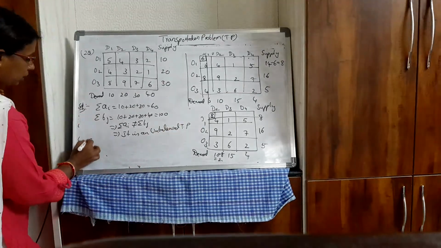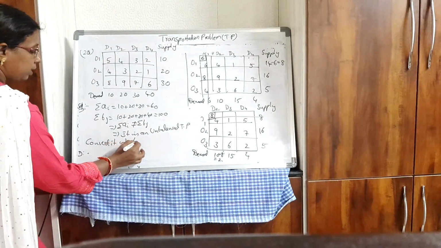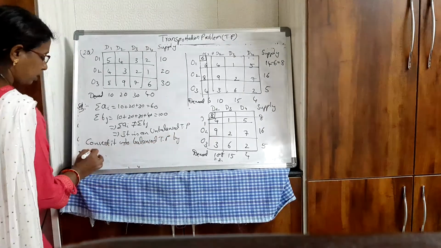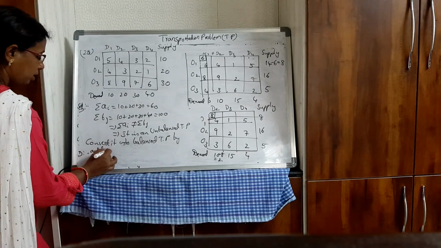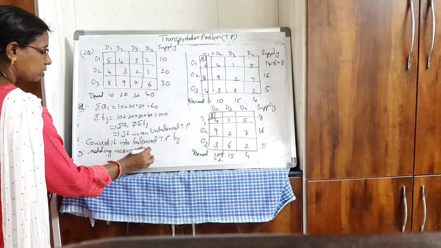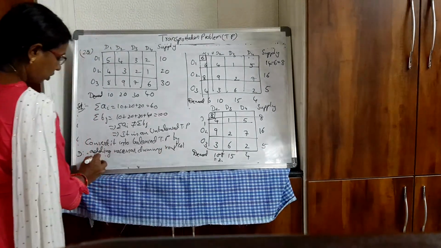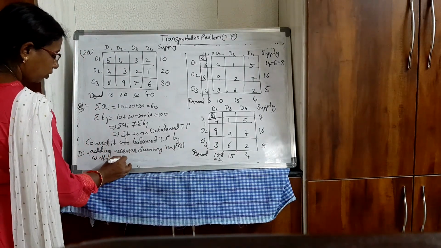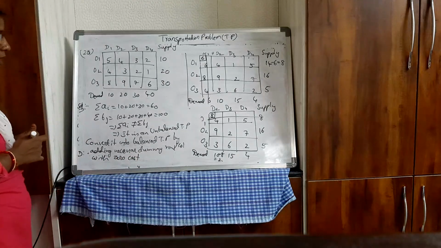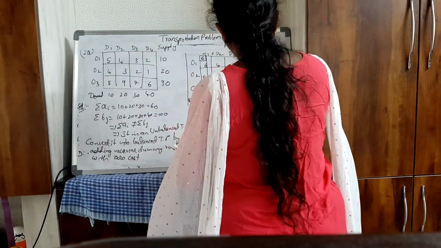So what you have to do? Convert it into a balanced transportation problem by adding necessary dummy rows or columns with zero cost. So the cost of the dummy column or row will be taken as 0. Here which is less? Supply is less. By how much is it less? It is less by 40.